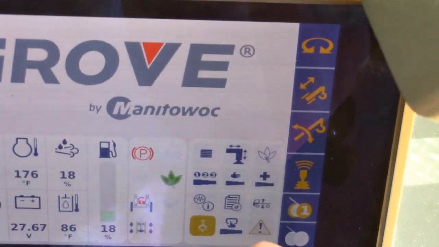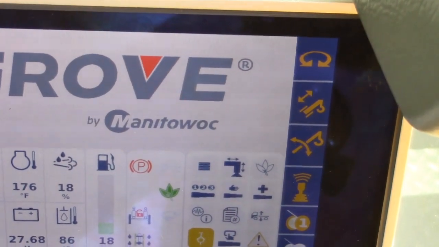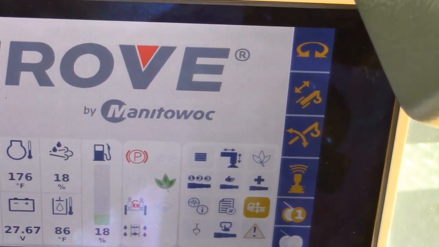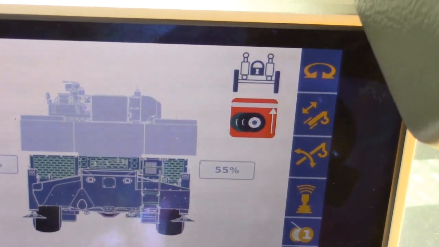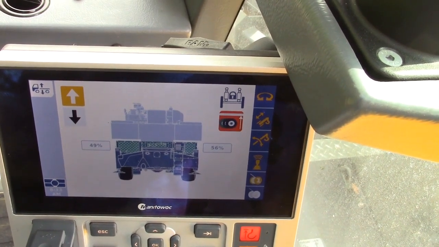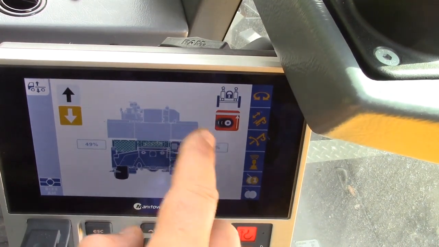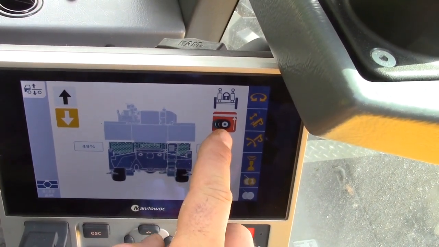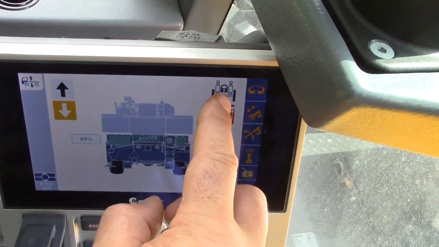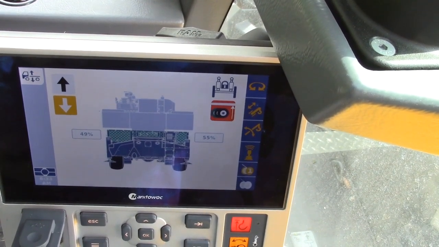The suspension icon is symbolized as the truck raising and lowering. By selecting that, it takes us into our suspension screen. On the left-hand side, you have the control arrows of up and down. This symbol is currently representing that we are not at ride height. This symbol represents the axle oscillation circuit and whether it is locked or unlocked.